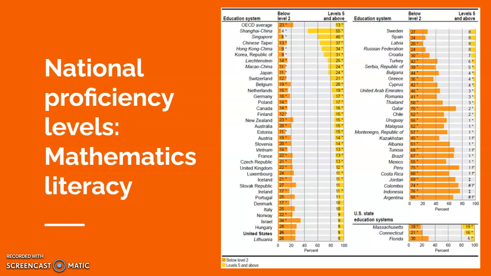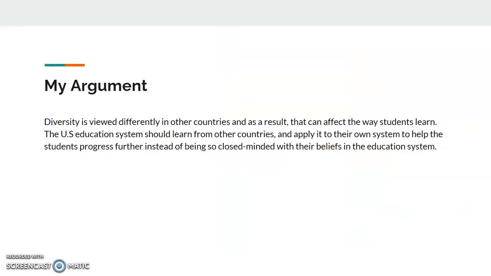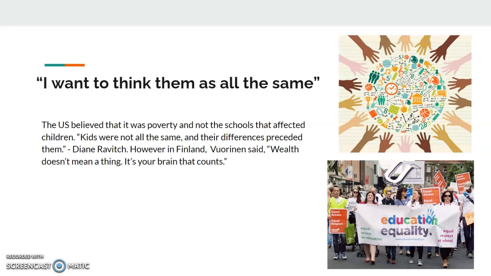In this chart, we can see how relatively low the U.S. proficiency level is in mathematical literacy for 15-year-olds in 2012 compared to Finland. A lot of students face poverty in the U.S., thus affecting their chances of receiving similar education to other students who don't face poverty, which leads us to my argument. Diversity is viewed differently in other countries, and as a result, that can affect the way students learn. The U.S. education system should learn from other countries and apply it to their own system to help the students progress further, instead of being so close-minded with their beliefs in the education system and society.